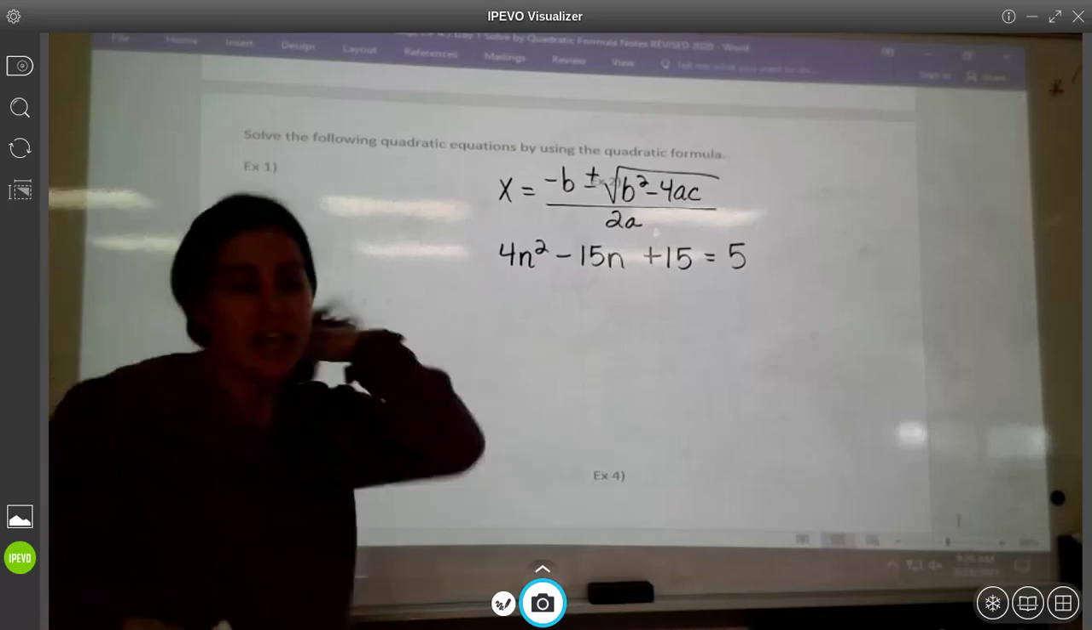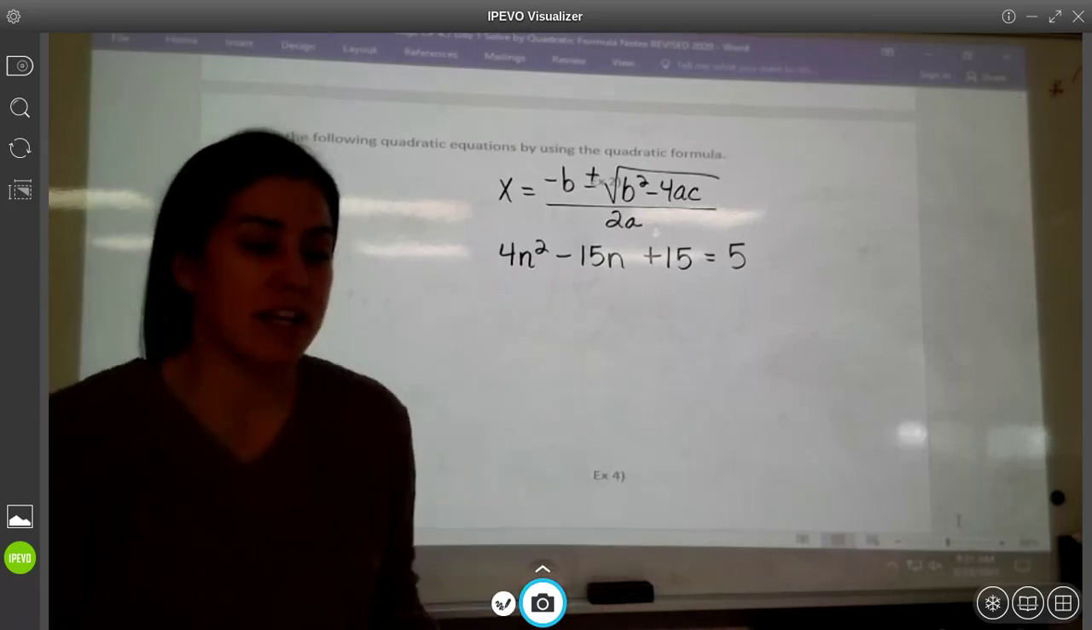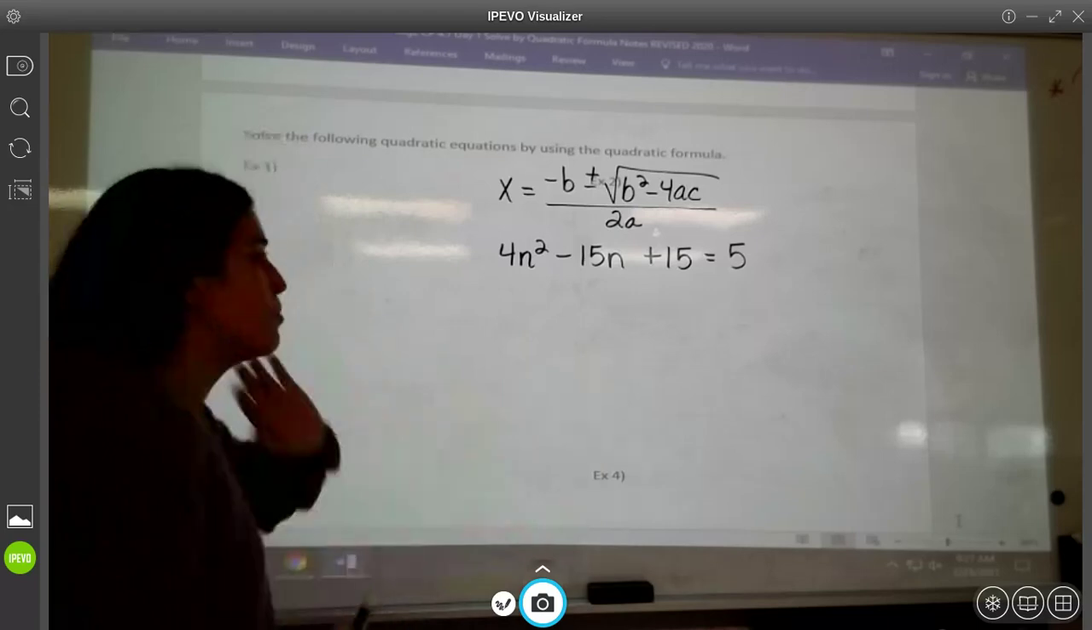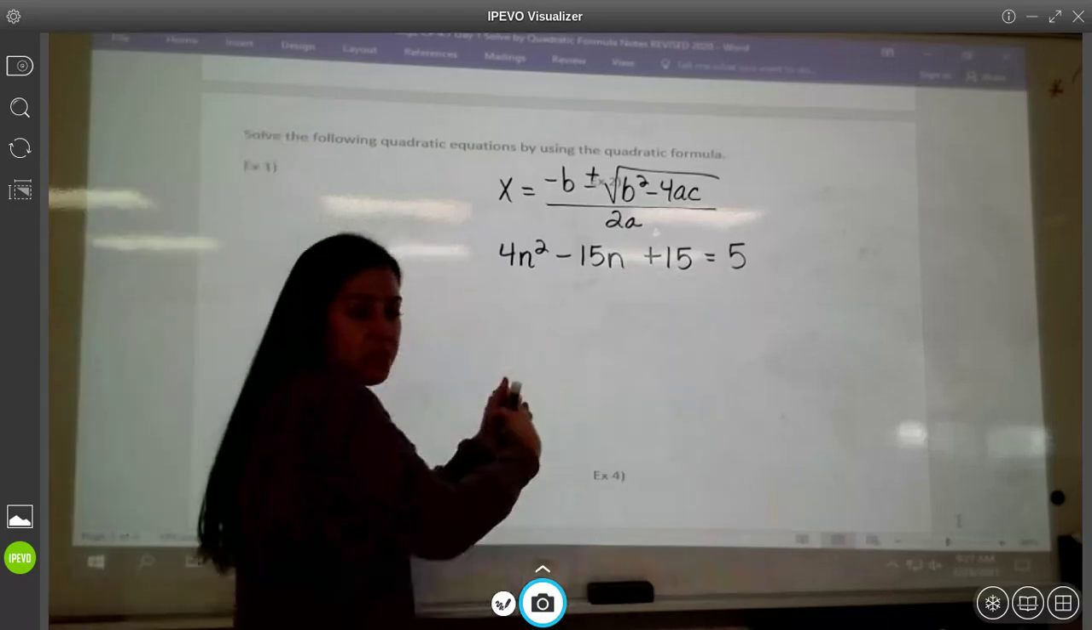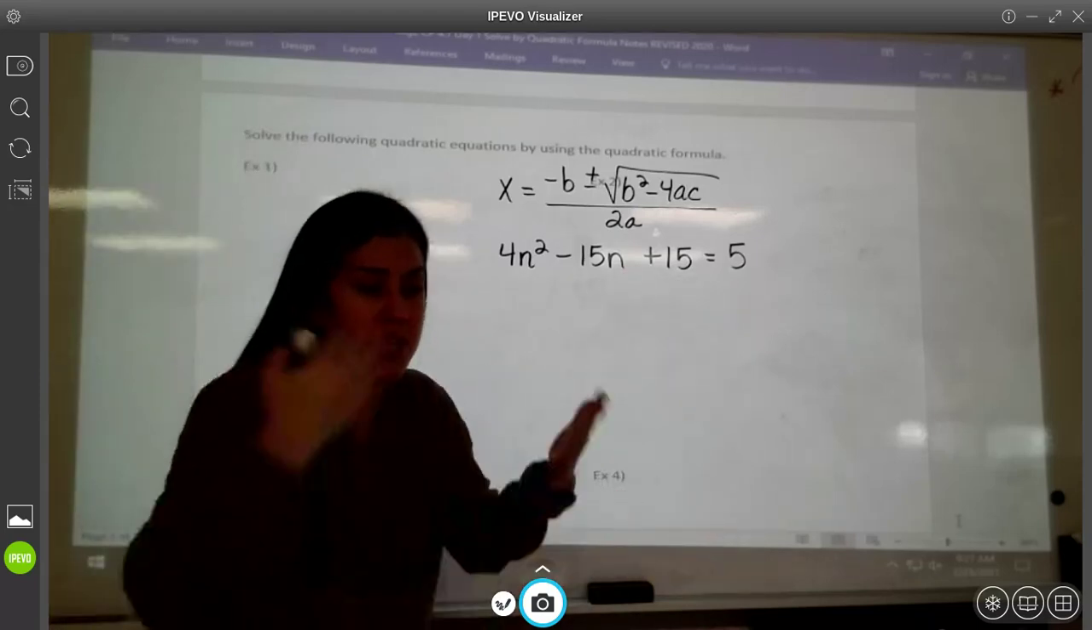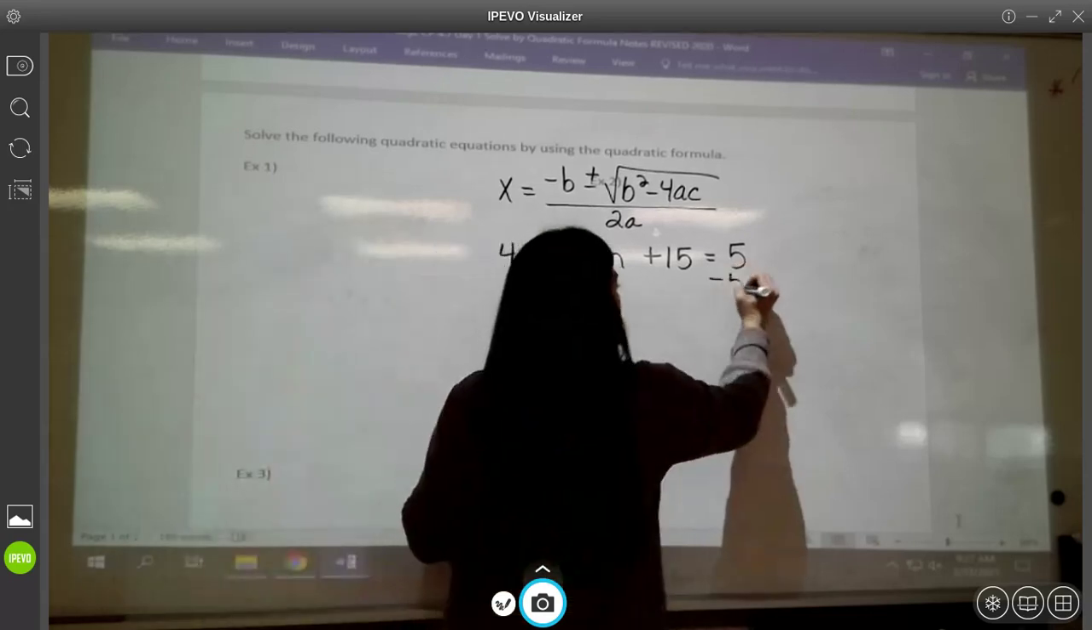If I want to solve this quadratic equation for n using the quadratic formula, I've got to get everything on one side set equal to 0 so I can figure out who my a, b, and c are. So minus 5 to the other side.